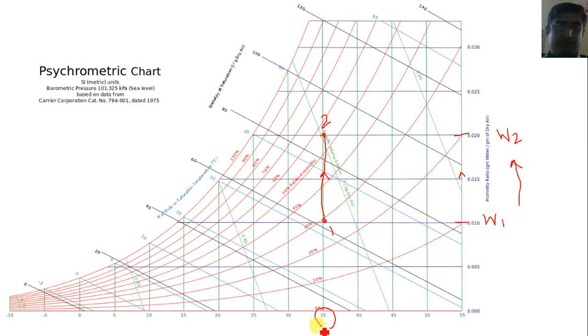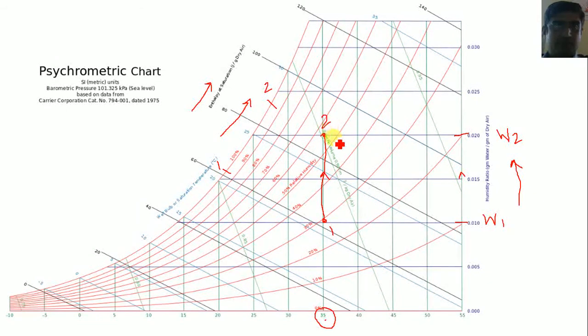And now the value of dry bulb temperature remains the same, or remains constant. So now what happens in the case of wet bulb temperature? Here is point number 1, here is point number 2. In the case of wet bulb temperature during the humidification process, it gets increased, and also the value of enthalpy, or specific enthalpy, gets increased during the point 1 to 2.